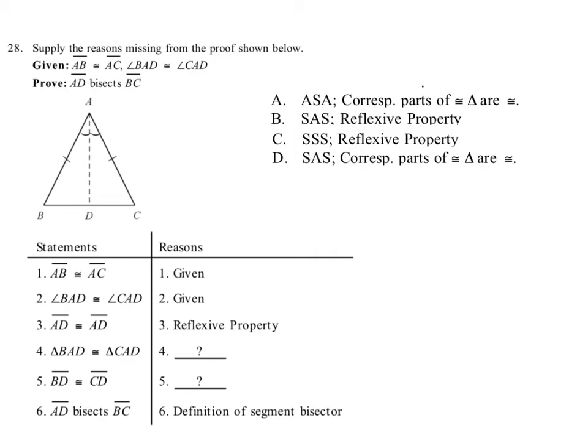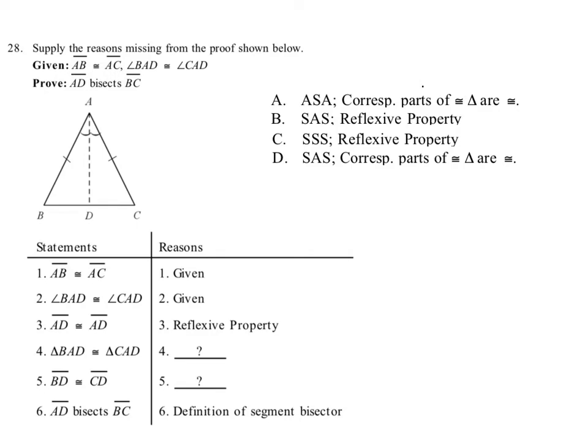Okay. We're just going to supply the two missing reasons down here for 4 and 5 of how we get through this proof to show eventually that segment AD bisects segment BC. Why do we know that this is perfectly bisected by this? Well, let's go through with what we know.